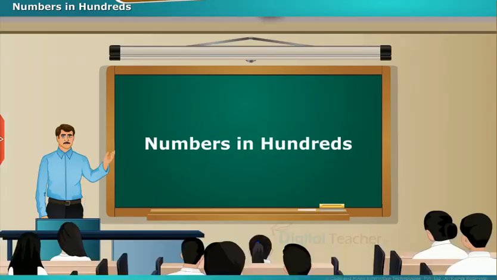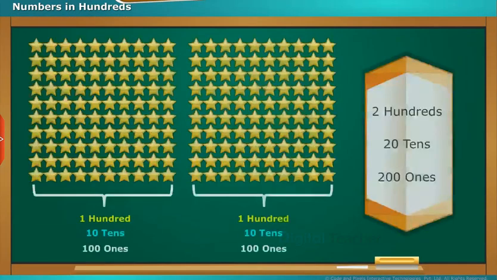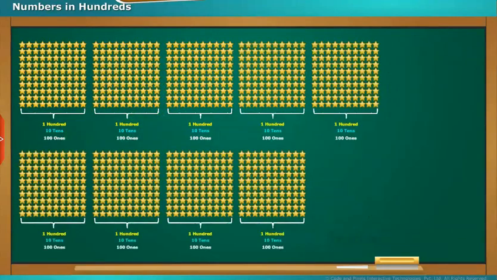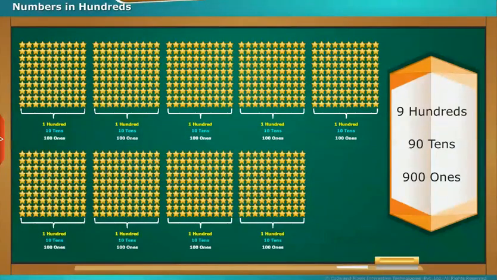Dear students, let us learn the numbers in hundreds. In the number 200, we have 2 hundreds or 20 tens or 200 ones. Similarly, in the number 300, we have 3 hundreds or 30 tens or 300 ones. Likewise, in the number 900, we have 9 hundreds or 90 tens or 900 ones.